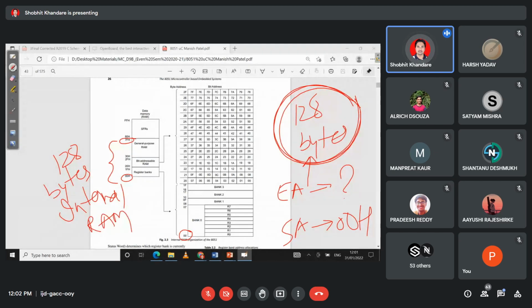So starting address is 00 and ending address is 7F. If you look at this calmly in the evening while having tea, you will be able to see that there are 128 bytes. 128 bytes, okay. How? 1 byte, 2 bytes, 3, 4, 5, 6, 7, 8, 9, 10.